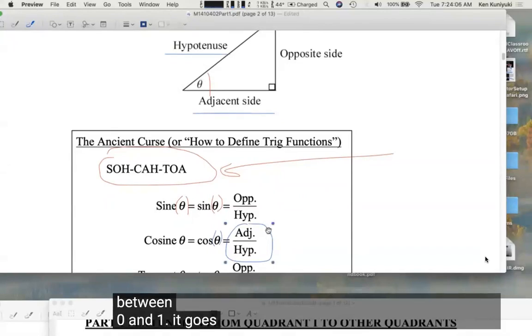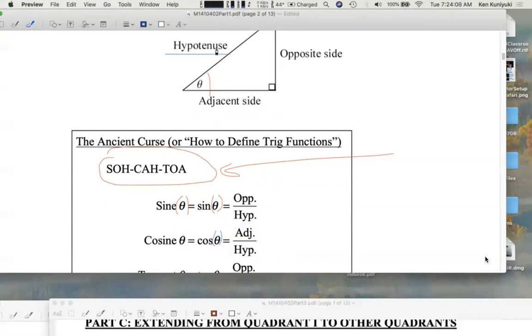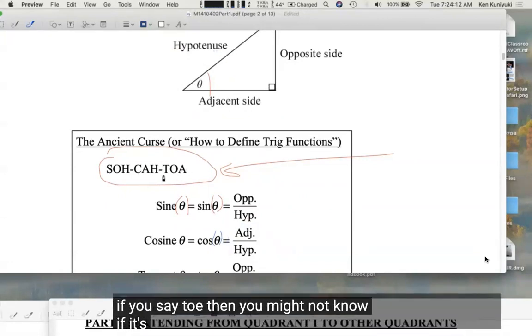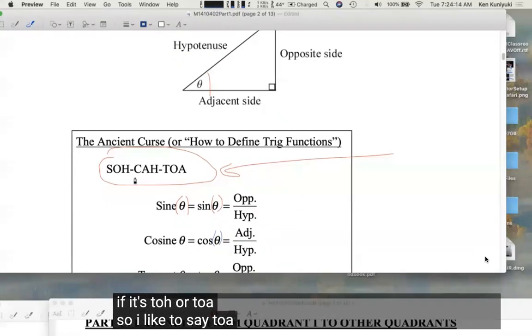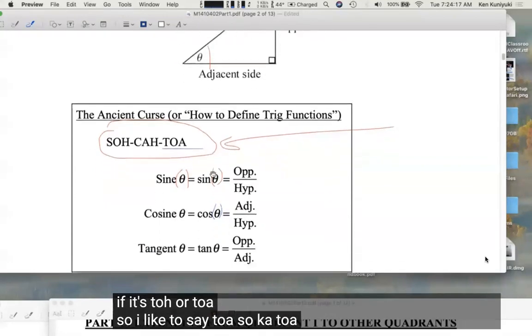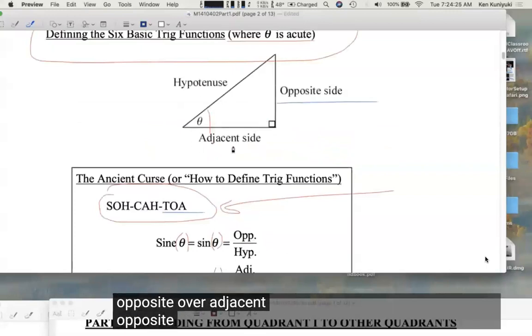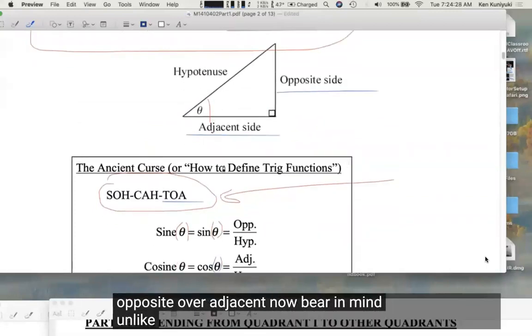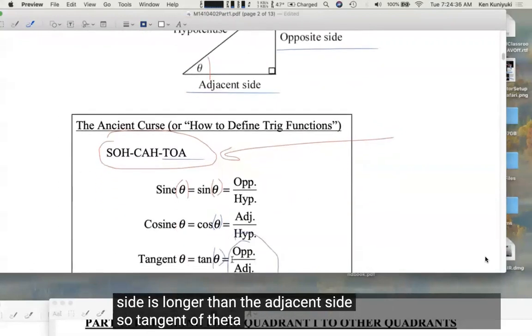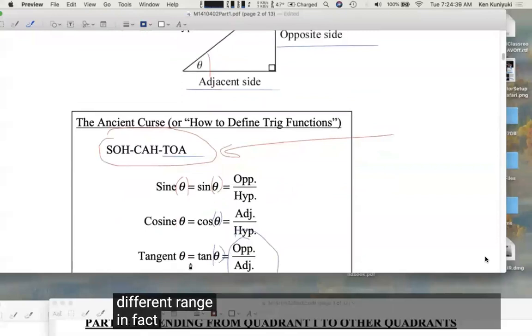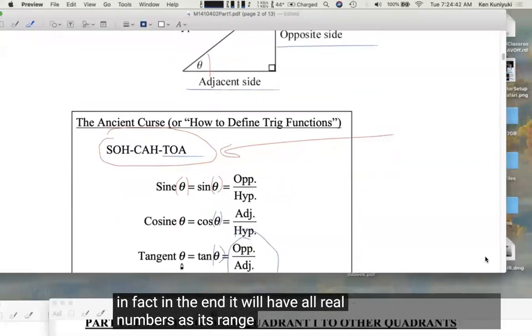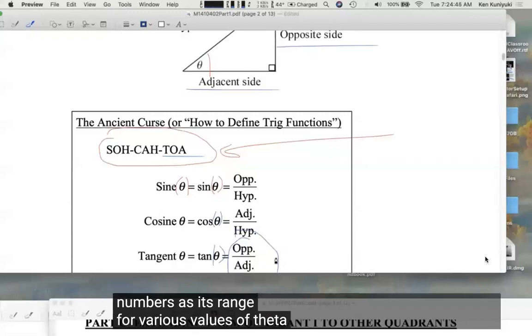It goes Sohcahtoa. If you say toe, then you might not know if it's T-O-H or T-O-A. So I like to say toa. Sohcahtoa. Tangent of theta is given by opposite over adjacent. Now bear in mind, unlike sine and cosine, this ratio could be greater than 1. It's quite possible that the opposite side is longer than the adjacent side. So tangent of theta is going to have a different range. In fact, in the end, it will have all real numbers as its range for various values of theta.